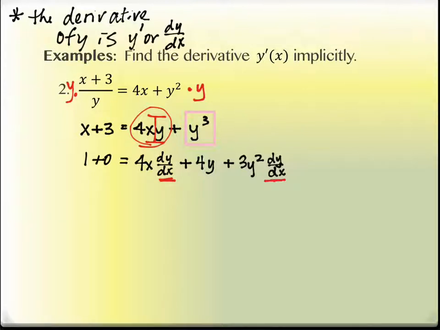So I have 2 pieces that have dy dx in it, and I actually have one piece on the right-hand side that doesn't have a dy dx in it, right? So the one piece that doesn't have a dy dx, the 4y, it needs to shift over to the other side. It needs to move. So the very first thing I need to do is I need to subtract that 4y to the left. So 1 minus 4y is on the left. And I have 4x dy dx plus 3y squared dy dx.